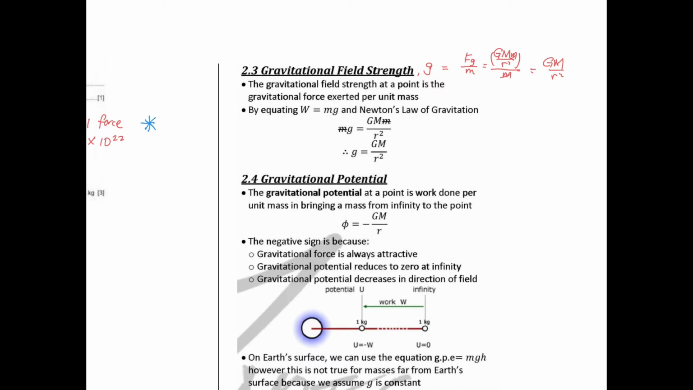Let's see here. They are trying to derive it in a different way. So this is where I derived it based on the definition given. Okay, so this is another way, by equating W equal to mg and Newton's law of gravitation. So this is the gravitational force equal to mg. Then you can cut the m on both sides. Then you can get g equal to GM over r squared.